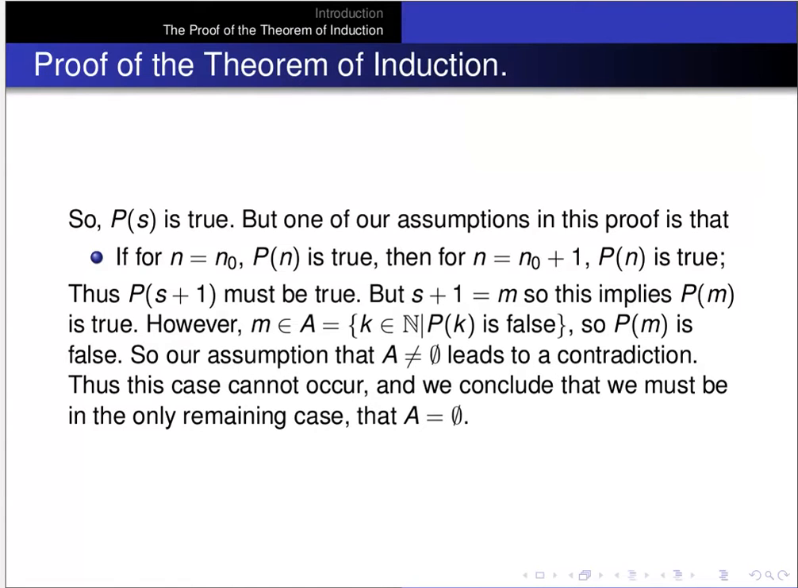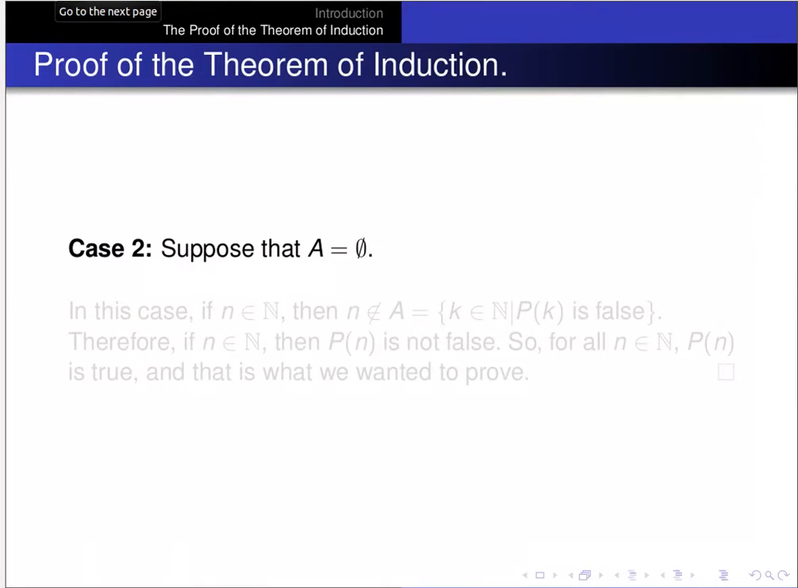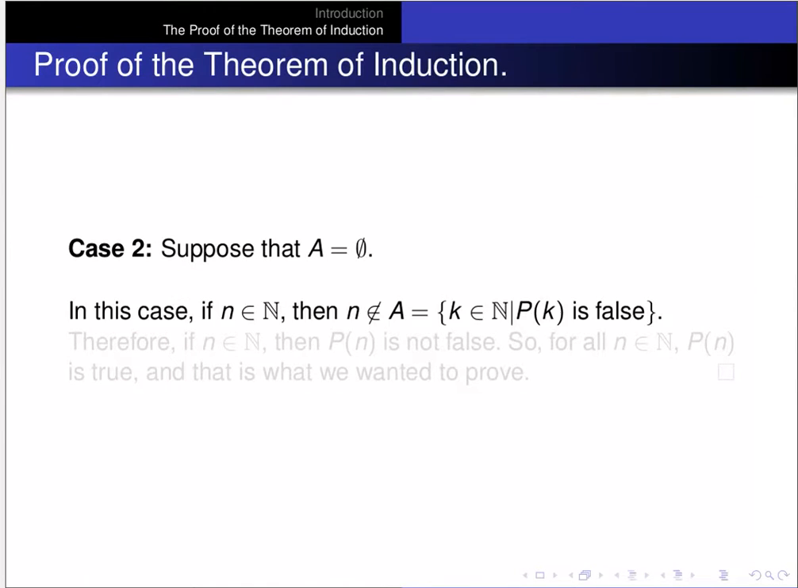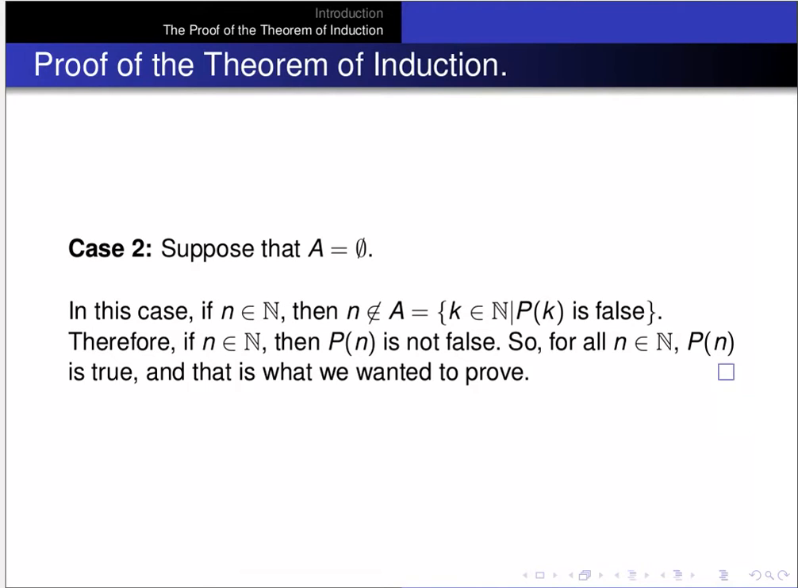So now let's turn to the case where A is empty. First of all, we know it has to be empty, so this is a valid assumption. And what it means is that if n is a natural number, then n is not in the set A. So if n is a natural number, then P of n is not false. Well, that exactly means that for all natural numbers n, P of n is true. And that's what we wanted to prove. That's our conclusion of the proof of the theorem of mathematical induction.